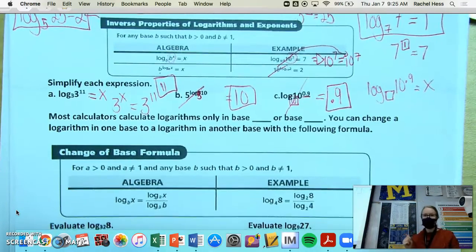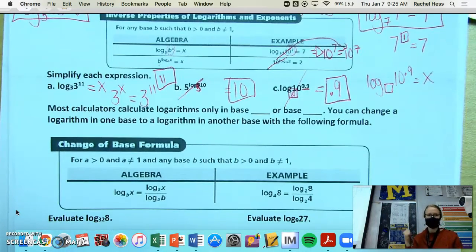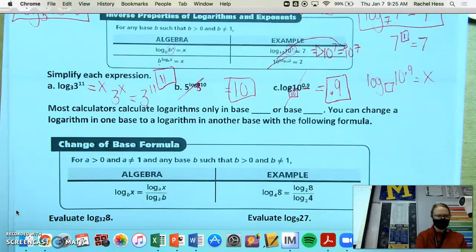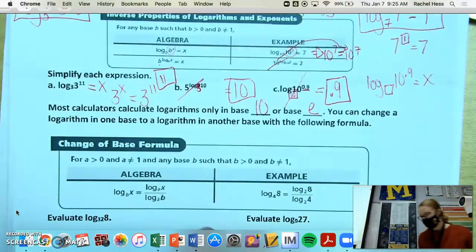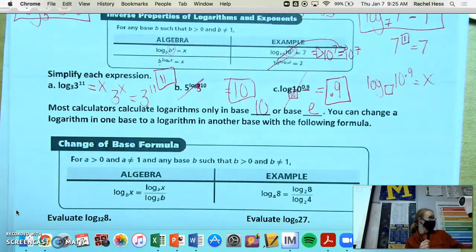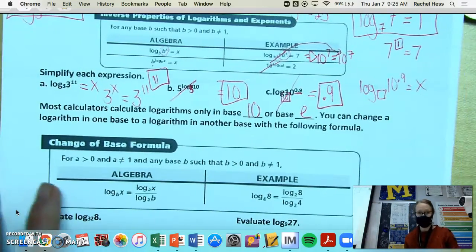Okay. Another thing we need to talk about is most calculators only use logarithms in base 10 or base e. There are new calculators like these yellow ones where you can change the base to whatever you want it to be. But not every calculator is that fancy. These ones cost $200, so not everybody can use those. So we do need to know how to change the base to be what we want it to be, okay?